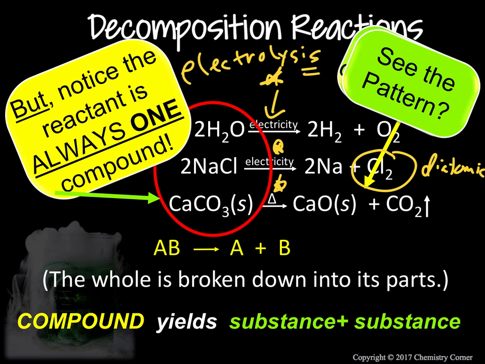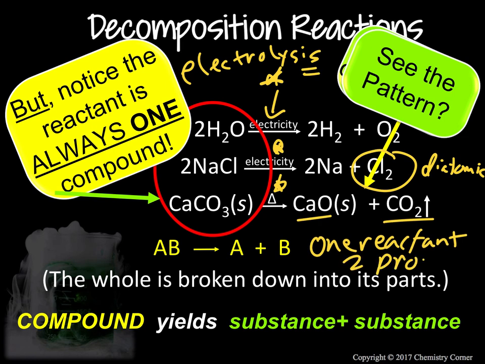And then last but not least, all the carbonates that we have, calcium carbonate, whatever that may be, that's gonna break up, and this is something you're gonna memorize on the next slide, into a metal oxide and carbon dioxide, all right? So the whole's gonna be breaking down. Pretty good examples. Do you see the pattern? Of course we see the pattern. We have one reactant, two products. There's your pattern. One reactant, two products.